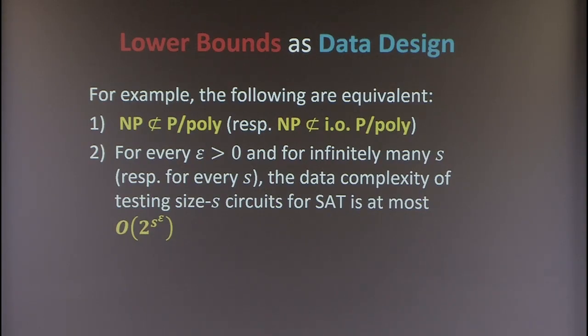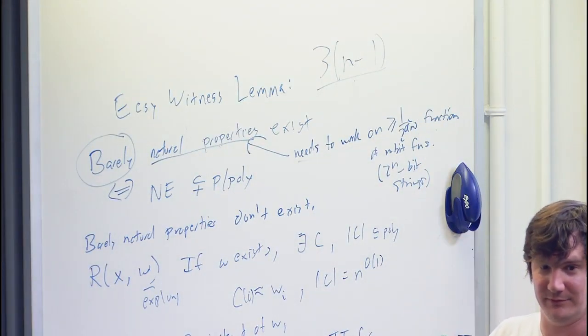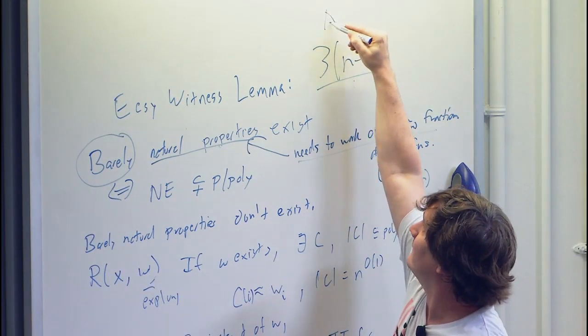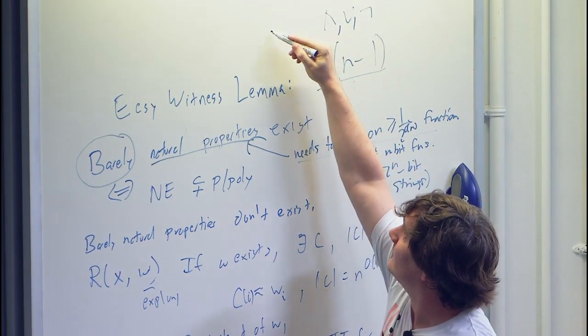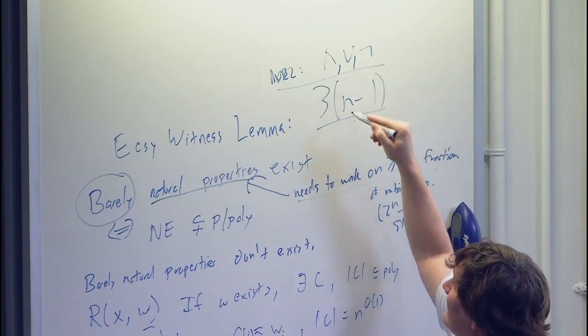So although we prove these kind of generic statements, it's open, as far as I know, whether we can use data complexity to recover, say, new proofs of old circuit lower bounds. Take, for example, the proof that the circuit complexity of parity on AND, OR, and NOT of fan-in 2 is exactly 3 times N minus 1. If you want to compute the parity function, mod 2, it's exactly this.